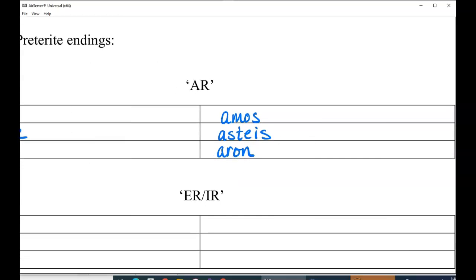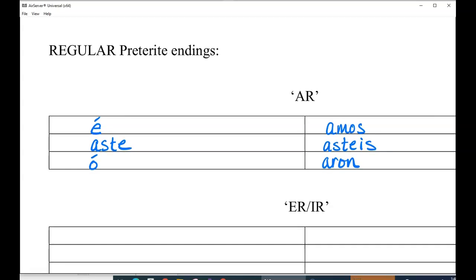The other thing that you're going to need to remember is that the first person singular and the third person singular both have accent marks. So we have é, aste, ó, amos, asteis, aron. This is a good time to pause the video, star, highlight, and practice this information.